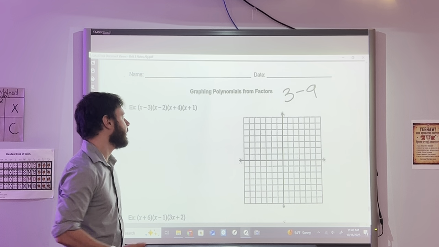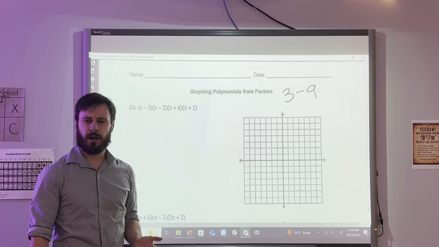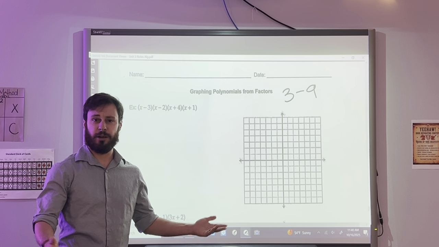Final lesson in the unit. I don't know if this is part of 3.9 or 3.8 if I just tack it on there. I don't know. I'm not figuring it out.